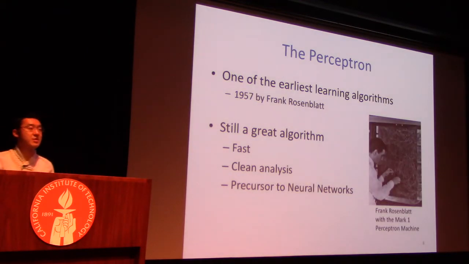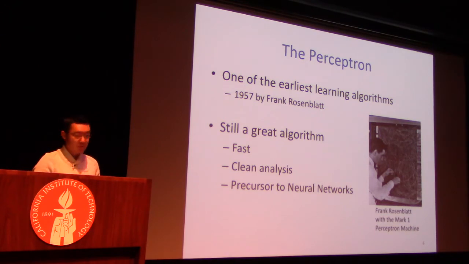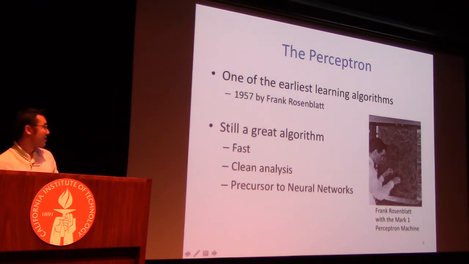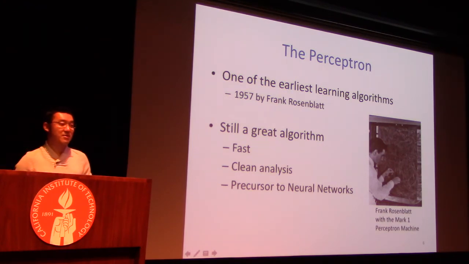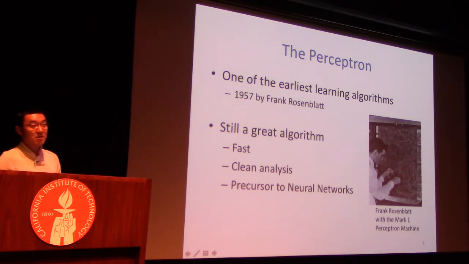So we'll start with the Perceptron algorithm. The Perceptron algorithm is one of the earliest learning algorithms. It was first proposed in 1957 by Frank Rosenblatt, and you can see the machine they were using to implement the Perceptron algorithm right here. It's probably less powerful than a smartphone, but that's what they were doing. It's still a great algorithm, right? Even though it's such a classic.